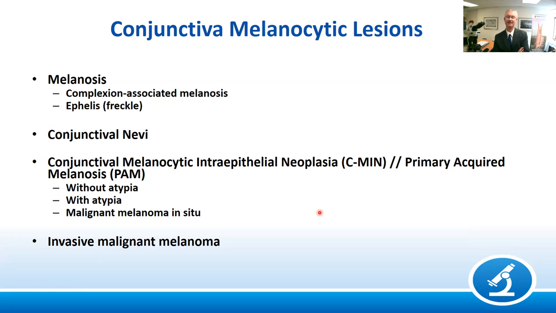Then on to nevi, and then the other main topic is so-called conjunctival melanocytic intraepithelial neoplasia, also known as primary acquired melanosis. I think depending on which pathologist signs out your biopsy, you might see one or the other, or sometimes both diagnoses. The CMIN seems to be more prominent now in the World Health Organization. I typically use both. And when you have a melanocytic proliferation, there's either no or mild atypia, minimal, moderate, or severe, and then advanced to melanoma in situ, and worst case, of course, invasive malignant melanoma.